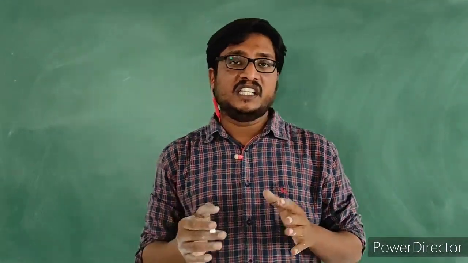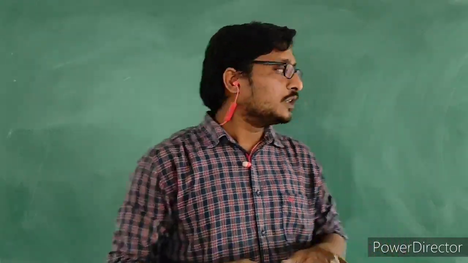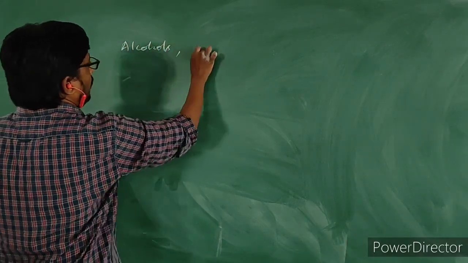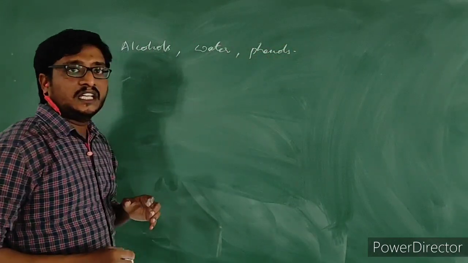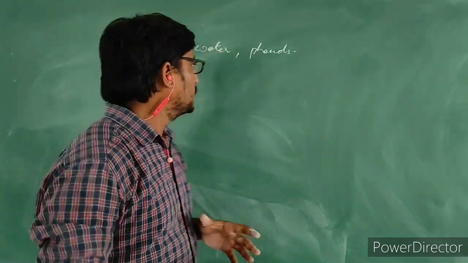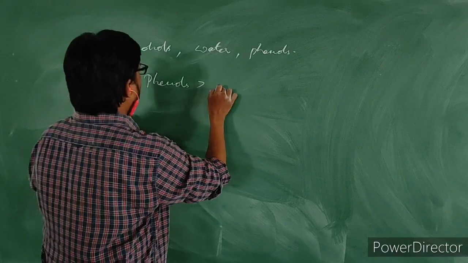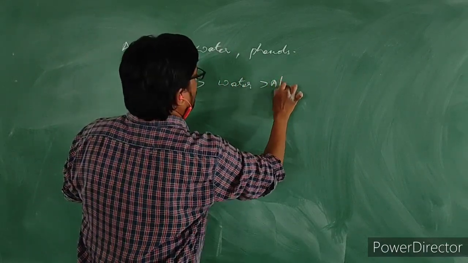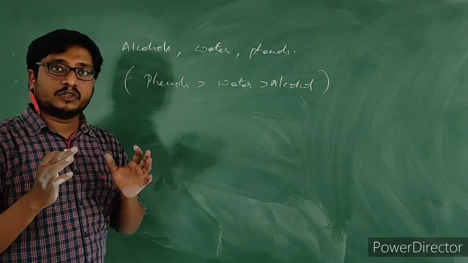Now overall, we have discussed the acidic nature of alcohols, phenols as well as water also. Among these three things, alcohols, water, phenols, if you see the acidic nature order, phenols will be more acidic than water. Water is more acidic when compared with alcohol. This is the order. Please keep this order in mind.